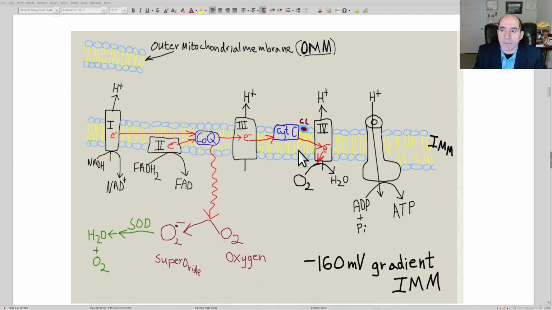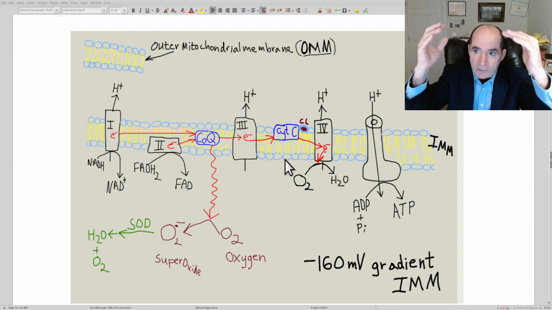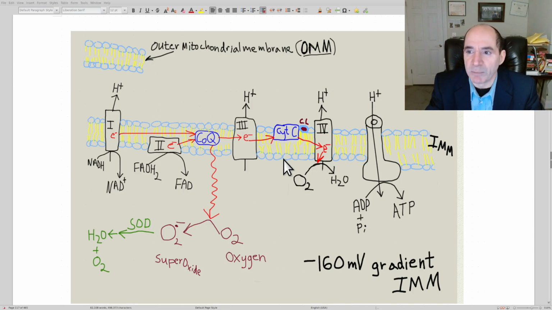And it generates an incredible gradient. This is the biggest electrical gradient in the human body that I'm aware of. It's about negative 160 millivolts, meaning that because you're pumping all these protons, positive charges, into the intermembrane space, the charge of the intermembrane space relative to the mitochondrial matrix inside the inner mitochondrial membrane is negative 160 millivolts. That's an incredibly high charge. If you look at a neuron, which is very electric, it has a membrane charge of like negative 65 or negative 70 millivolts, okay? So this is an incredibly high gradient. This is like your electric production factory, a coal-burning electric plant, okay?